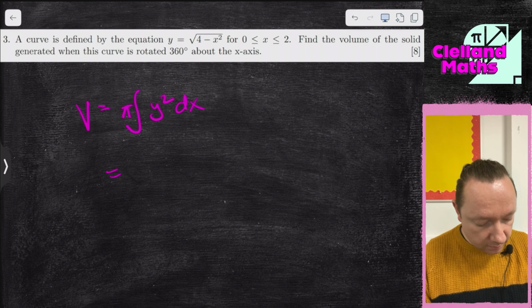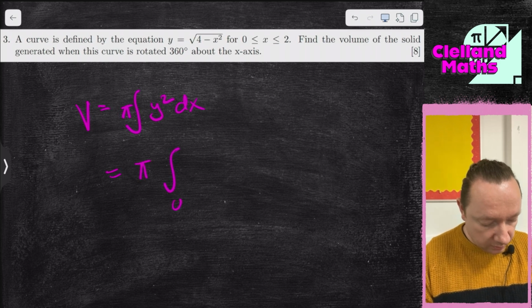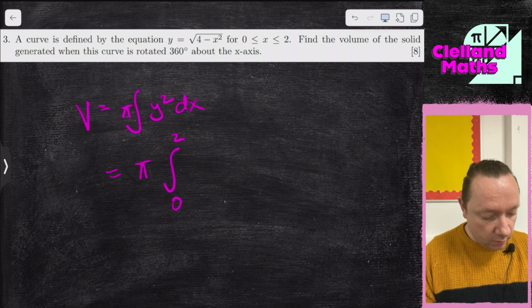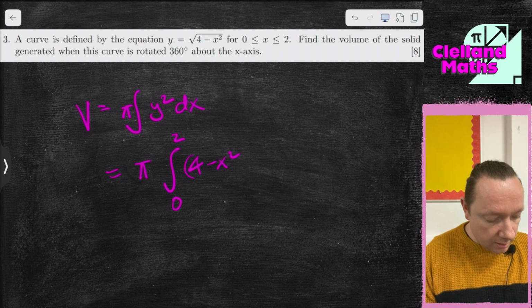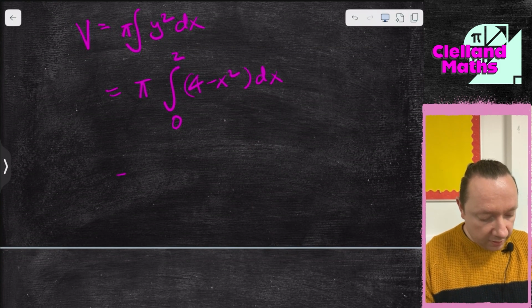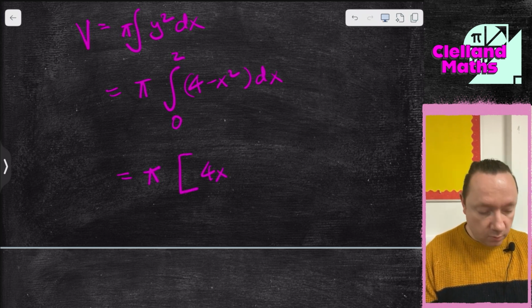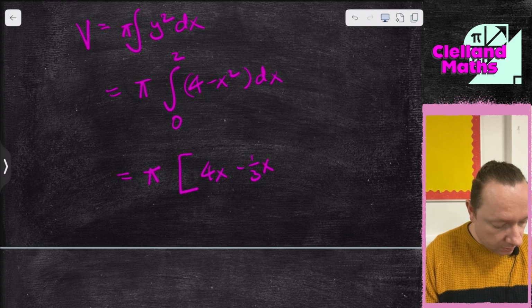So that is pi times the integral between 0 and 2. Now y squared, well, that's the square root of 4 minus x squared, all squared, which is 4 minus x squared. And I've got a dx. So let's integrate that then, that's pi, 4 becomes 4x, and minus x squared becomes minus a third x cubed.